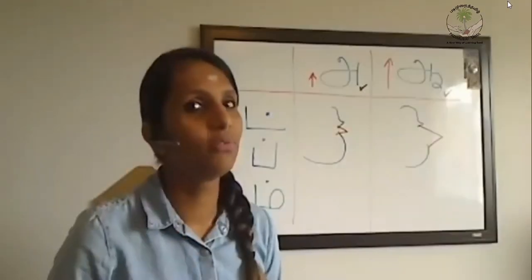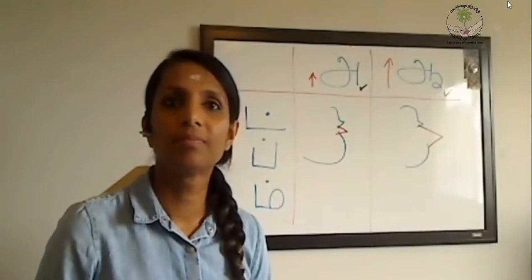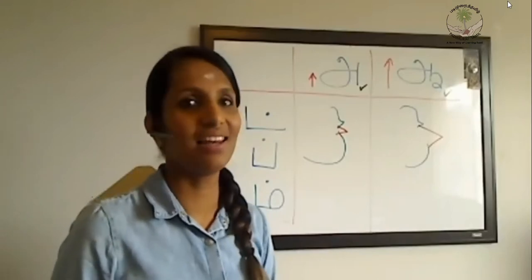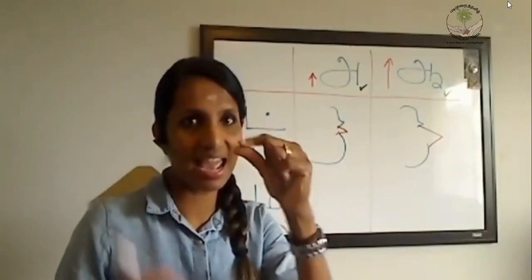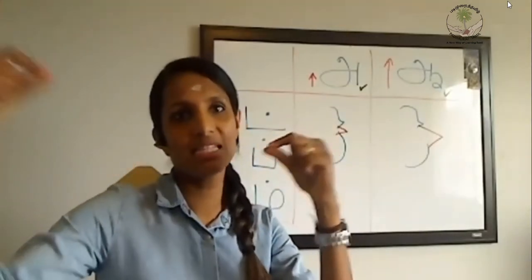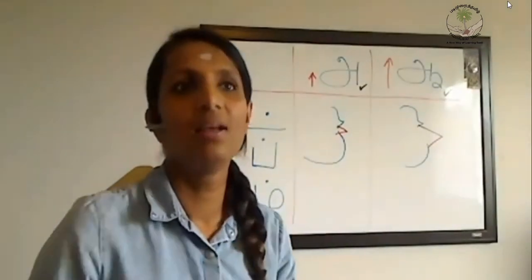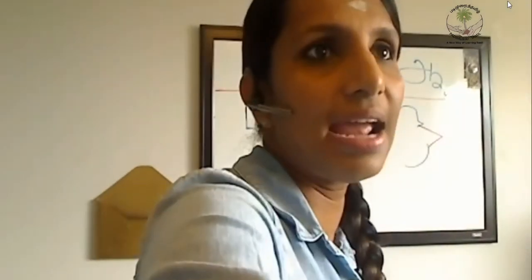Okay, so let's see if you remembered the arrows properly. Let's go to Uma. Short sound again. What's that term called? Kuril. Long sound again, nedil. So short and a kuril, long and a nedil, right? Yeah. Okay.